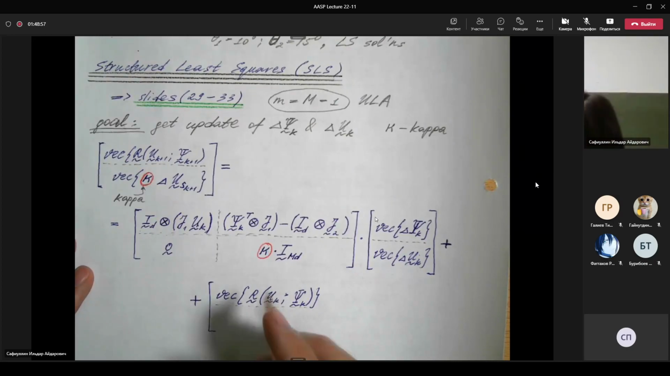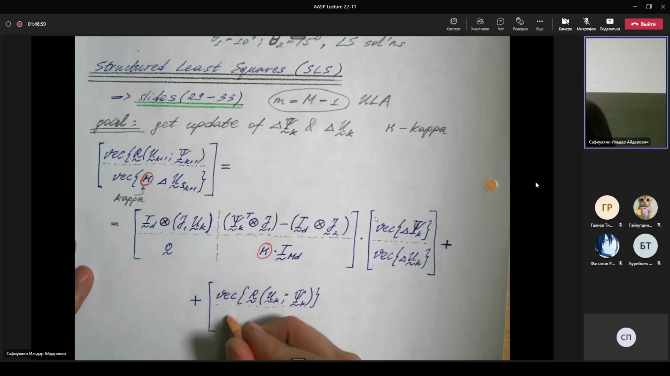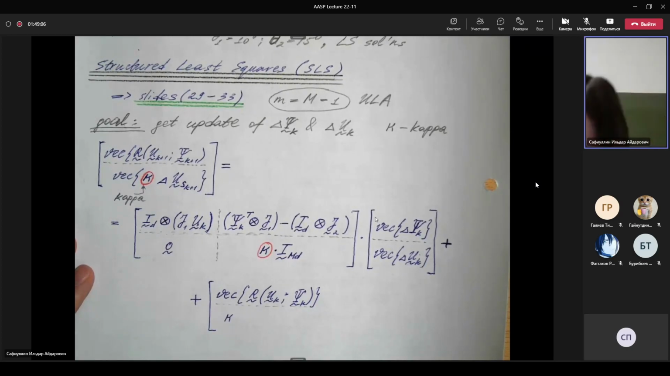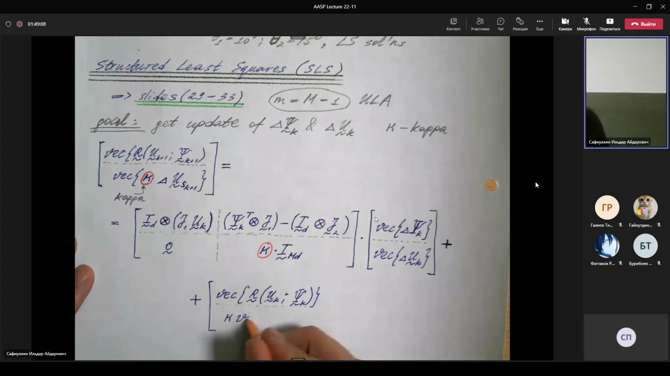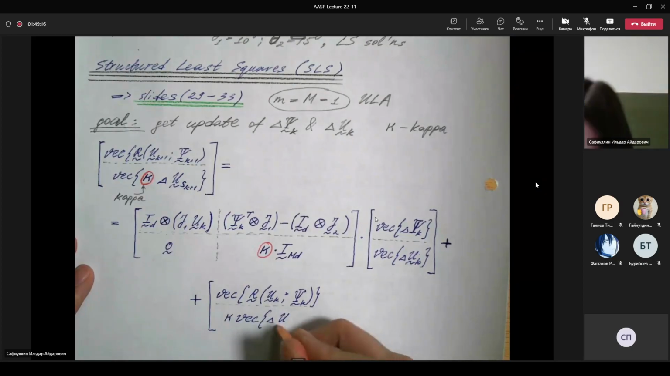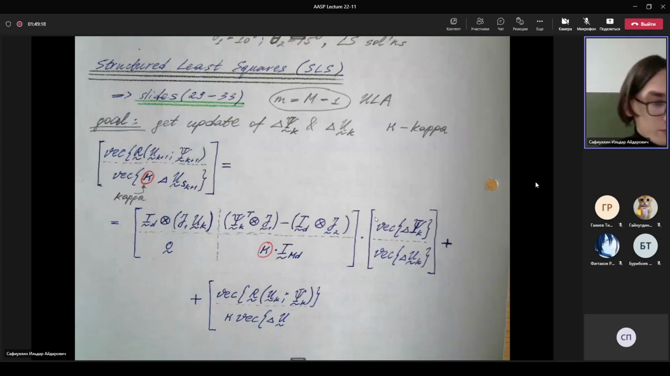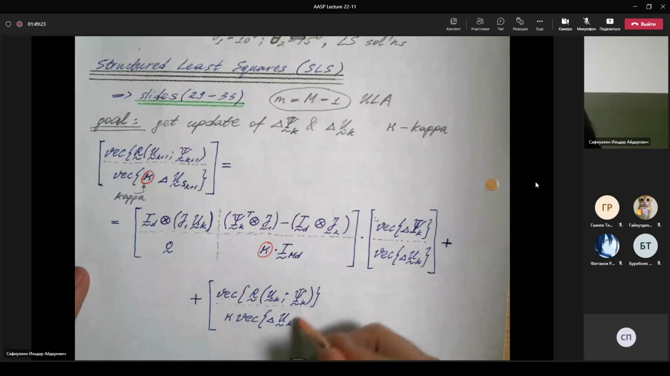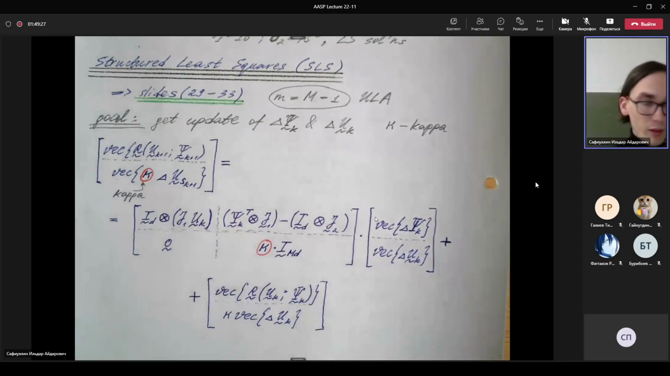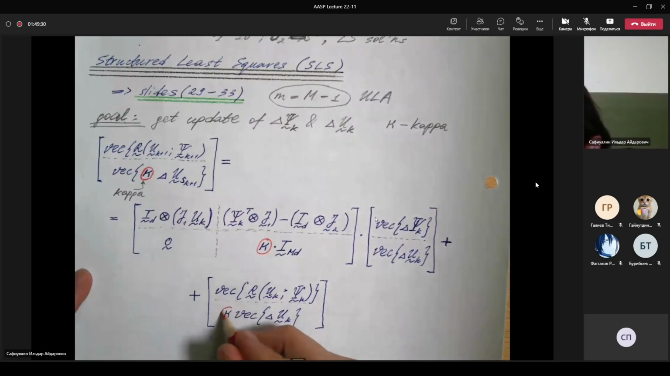Okay, we can do this. So we can move this weight factor outside of the vectorization operation. And here we will have the vectorization of delta U sub k, and the same kappa here.